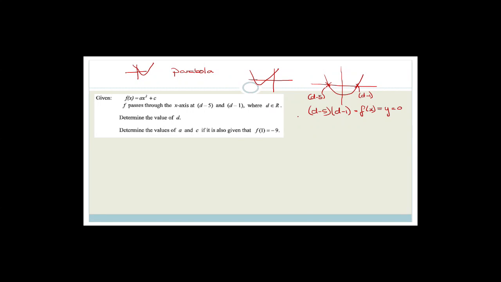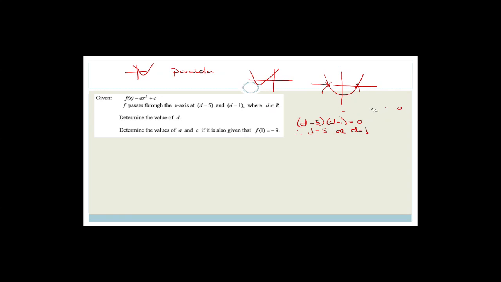f passes through the x-axis at d minus 5 and d minus 1. So do you agree we can say that d minus 5 times d minus 1 equals 0, therefore d equals 5 or d equals 1? Oh, no. I've read this all wrong. Okay, I haven't read it totally wrong, I've just been silly.